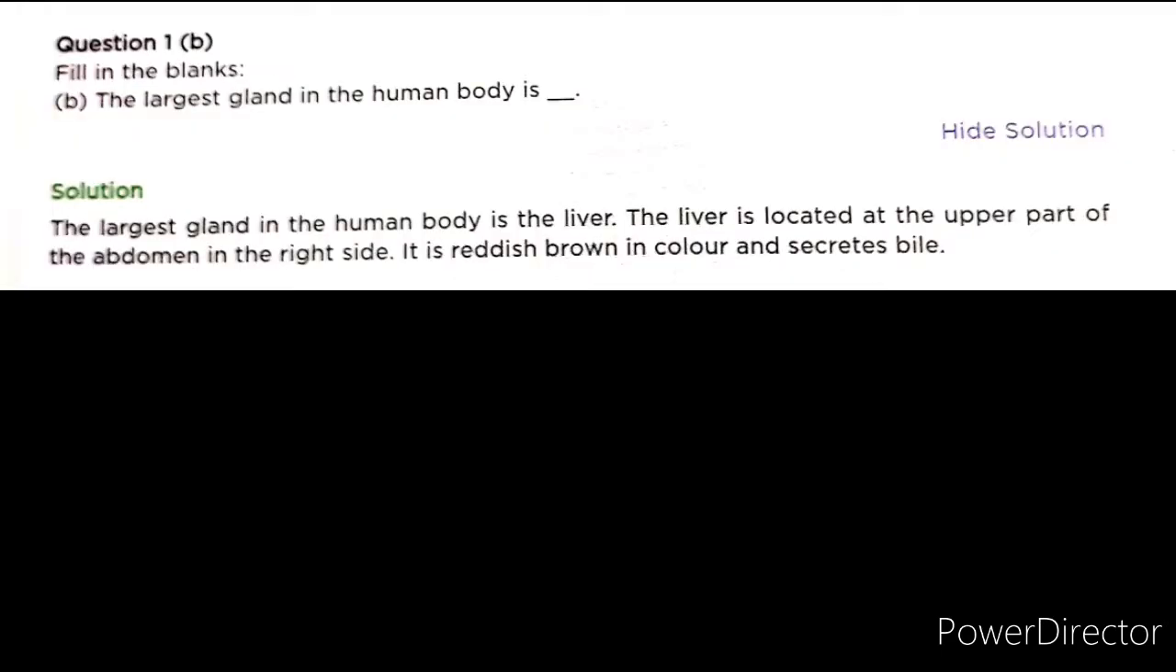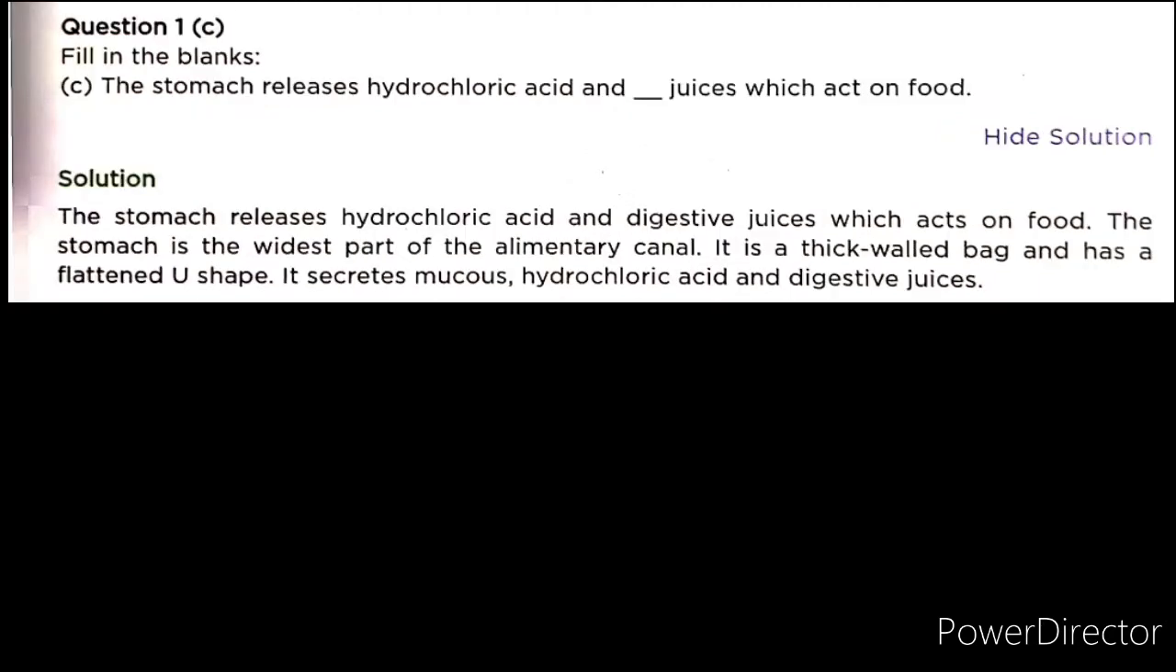Ingestion. B. The largest gland in the human body is dash. Solution. The largest gland in the human body is the liver. C. The stomach releases hydrochloric acid and dash juices which act on food. The stomach releases hydrochloric acid and digestive juices which act on food.